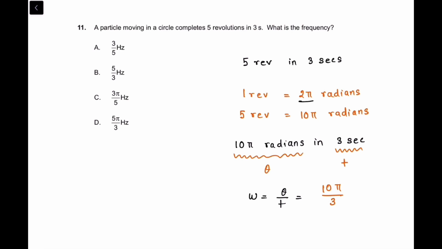Now we need to calculate the frequency, right? We know that omega is equal to 2 pi into frequency. Omega is 10 pi by 3, so this will be equal to 2 pi into frequency f. So f will be equal to 5 by 3, and the unit of f is hertz. So that means option B would be the correct option.